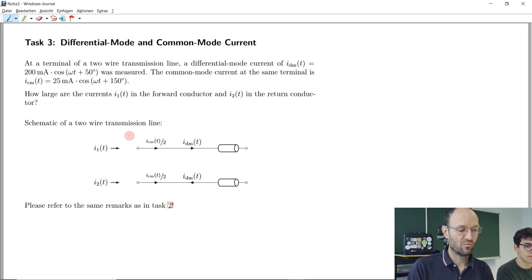And yeah, the formula is more or less already given here. So if we want to have the first current, this is the sum of these two modal currents, let's say. And for the second current, it's half of the common mode current minus the differential mode current, because the differential mode current is pointing in the opposite direction. And so, yeah, what do we do?